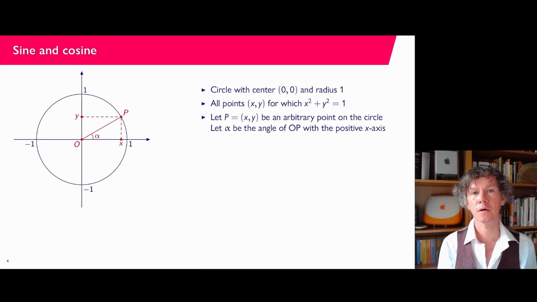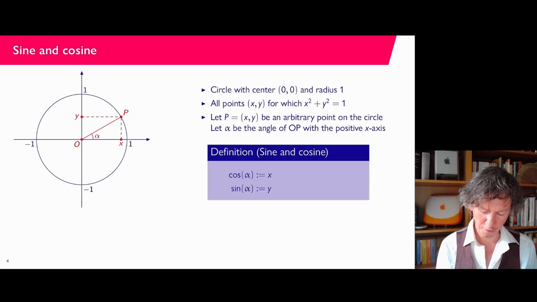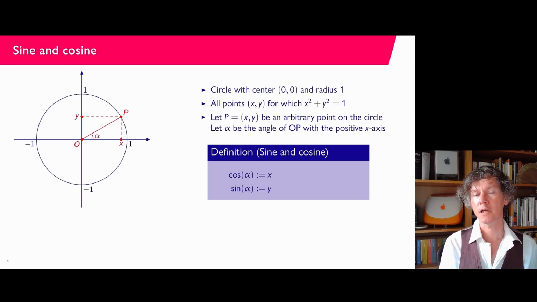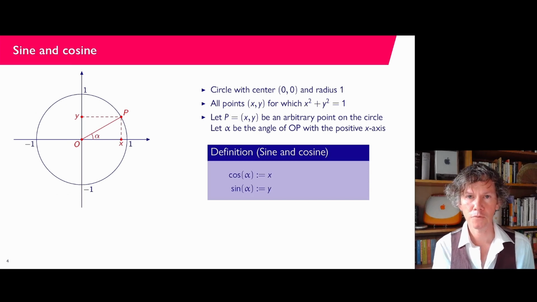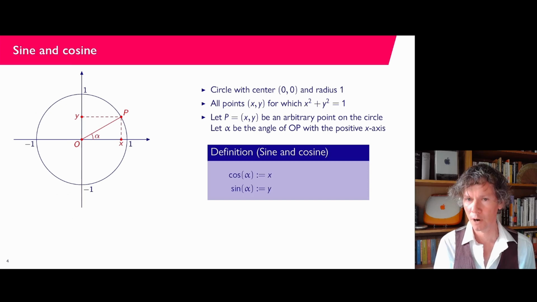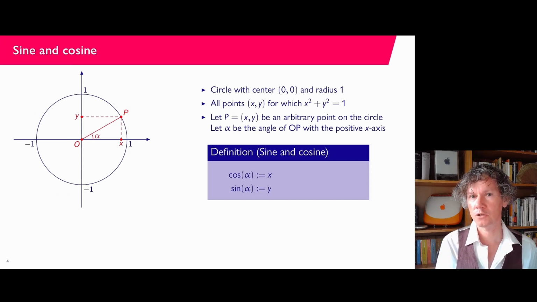Now if I pick an arbitrary point P on the circle, I call the angle from OP with the positive x-axis alpha, in radians. Then cosine alpha equals x and sine alpha equals y. That is the full definition, and many of the properties of sine and cosine functions follow from this definition. So you should always have this picture in mind, and it can also help you derive properties of cosine and sine if you forgot them. We will be doing that in a second.